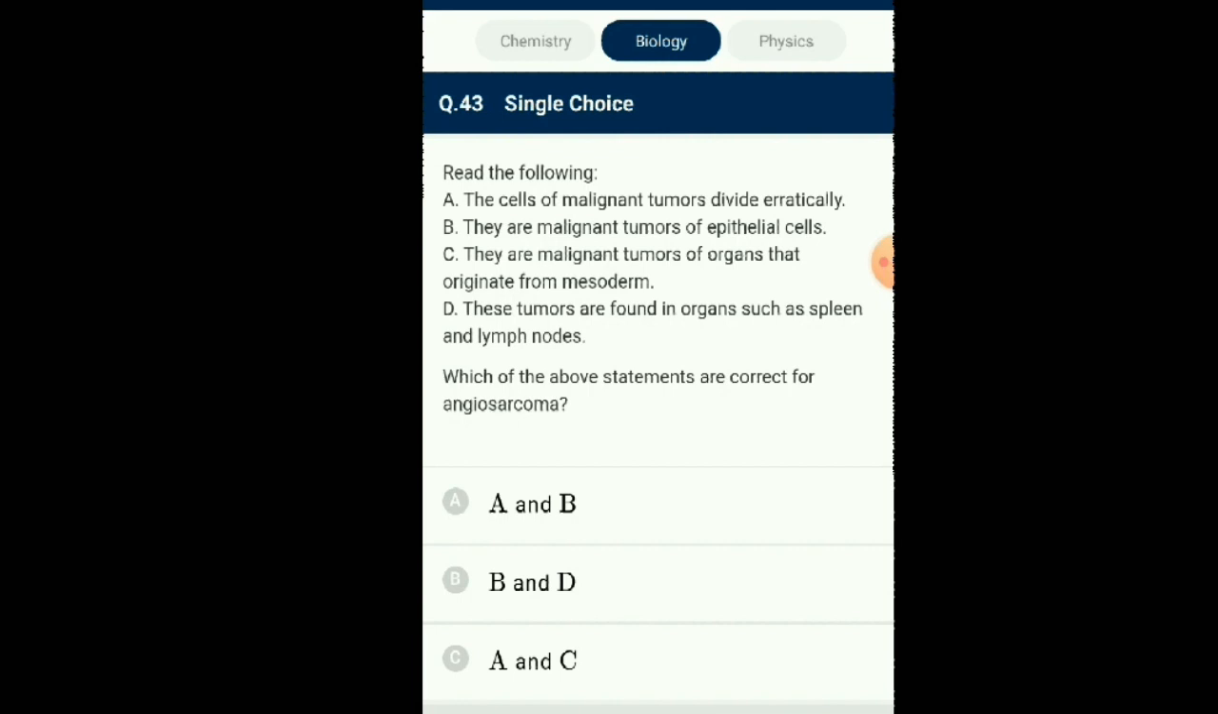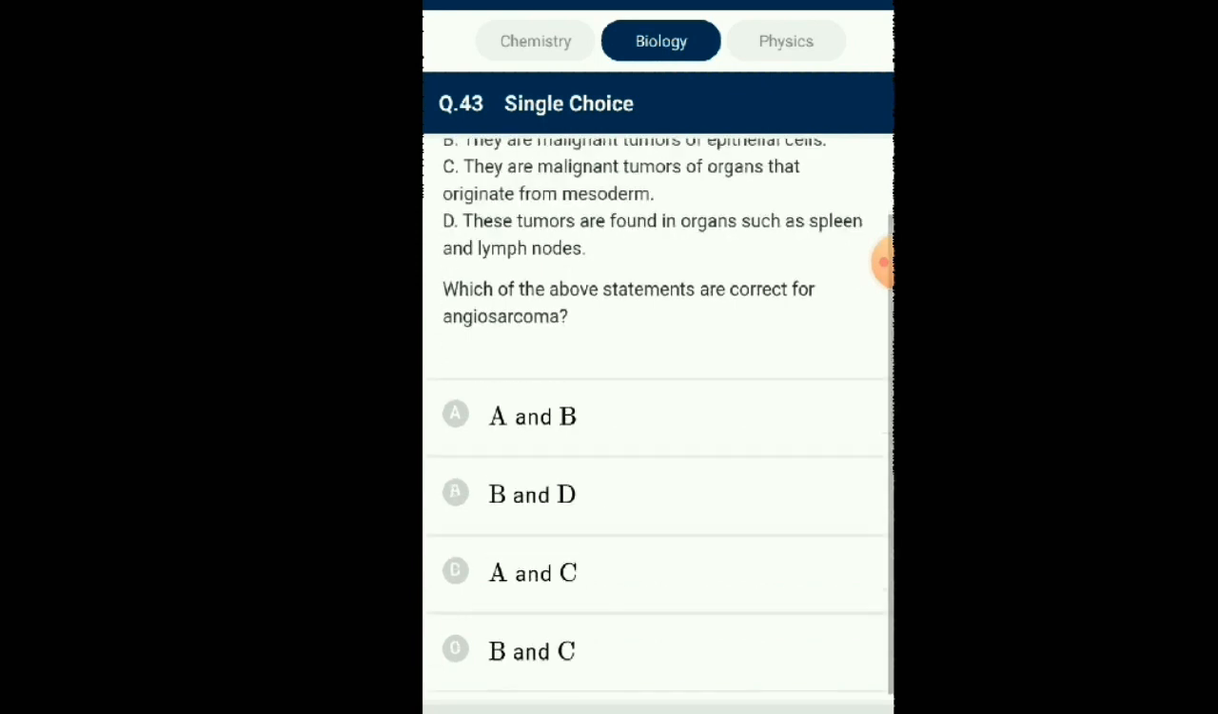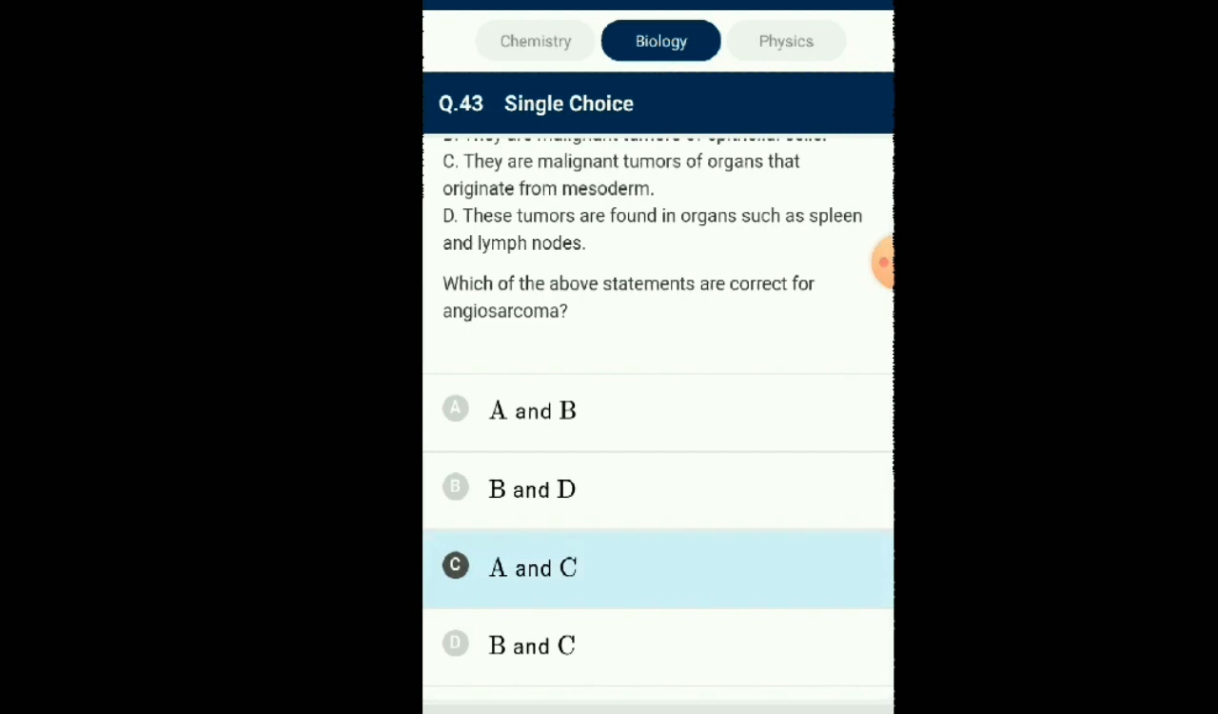or blood vessels. Most of the tumors of lymphatic and visceral blood vessel walls undergo rapid division, that means erratic, and are carried by the lymphatic flow or blood flow and easily metastasize to distant sites and are cancerous, that means malignant. So the answer for this question is option C. From the given four statements, statements A and C are correct about angiosarcoma.